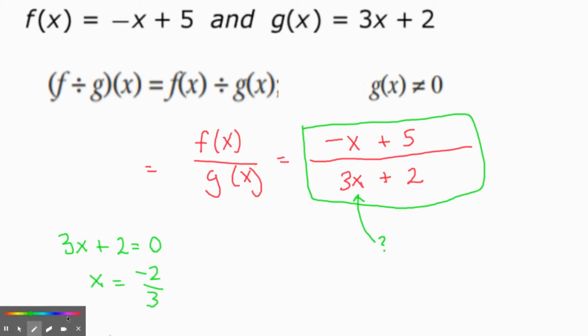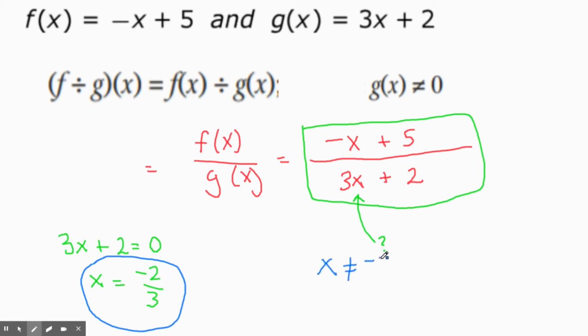x will be equal to negative 2 over 3. So I would say this is the answer to the question f divided by g of x, but x cannot be equal to negative 2 over 3. This is called a domain restriction.